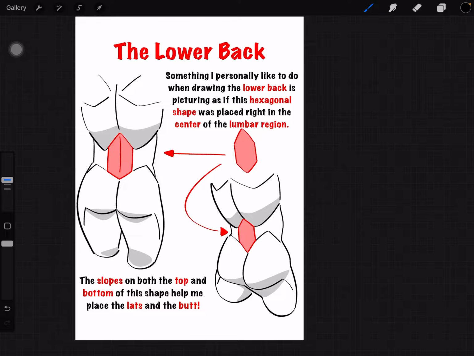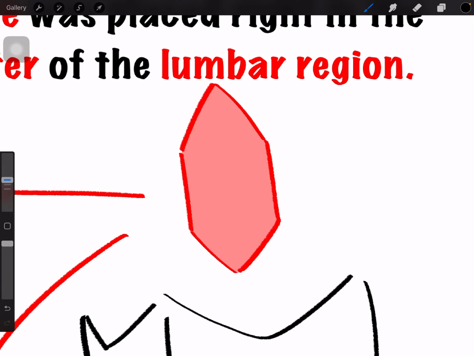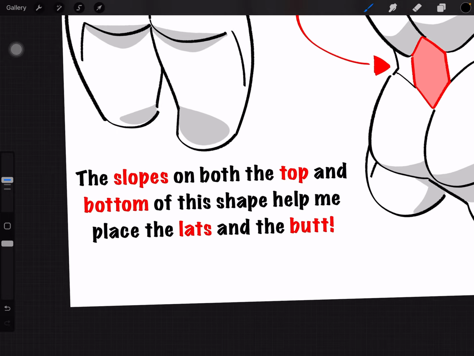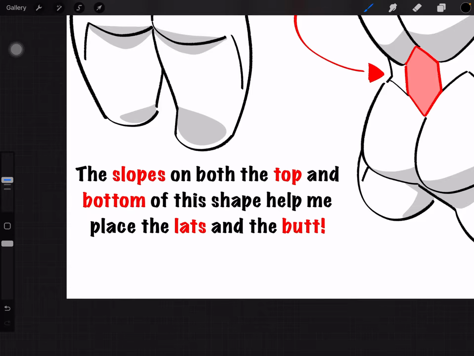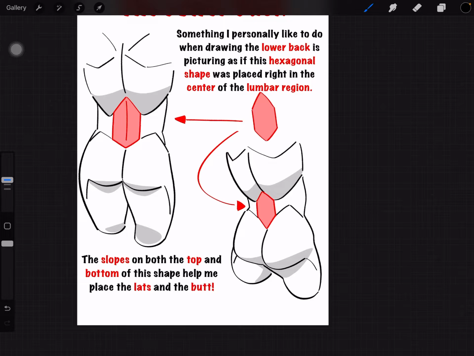So to start off, this is the first page, and I say, something I personally like to do when drawing the lower back is picturing as if this hexagonal shape was placed right in the center of the lumbar region. What I mean by hexagonal shape is this shape, of course. Then I go on to say the slopes on both the top and the bottom of this shape help me to place the lats and the butt.